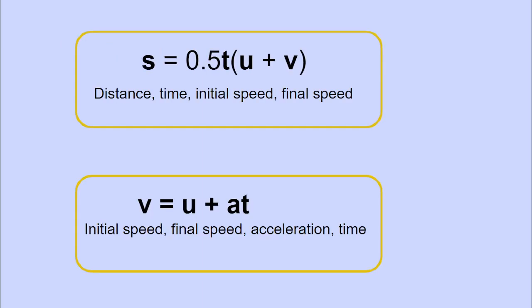We have seen the first equation, s equals 0.5t open bracket u plus v close bracket. Here we have a formula that includes the distance, the time, the initial speed, and the final speed. We have also seen another formula, v equals u plus at. Here we have in one equation the initial speed, the final speed, the acceleration, and the time.